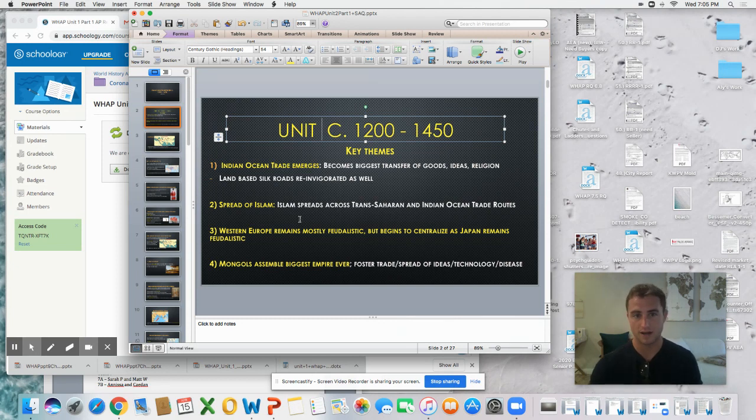Another big thing that's going on in the time period is the spread of Islam, and Islam is spreading really in every direction, through every way. It's especially spreading across the trans-Saharan trade into northern Africa, but of course also in the Indian Ocean, as well as the land-based Silk Roads, which were also reinvigorated during this time period.